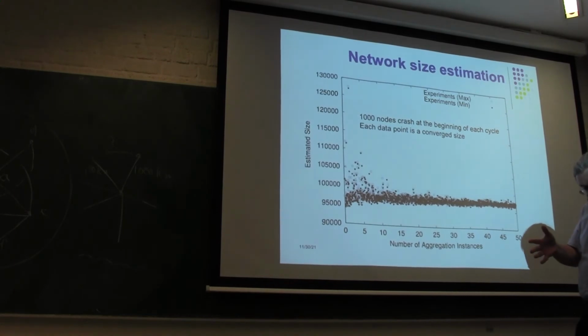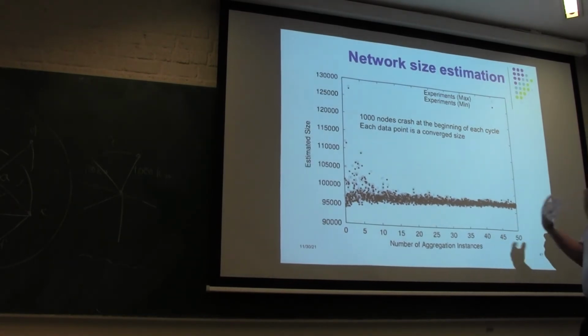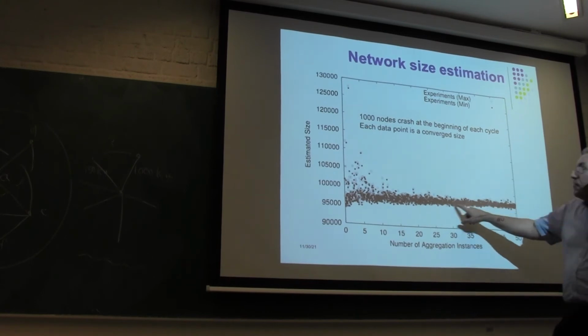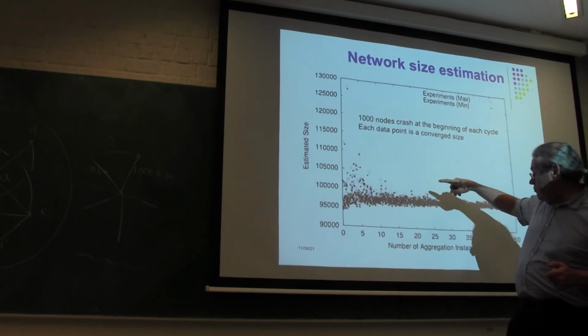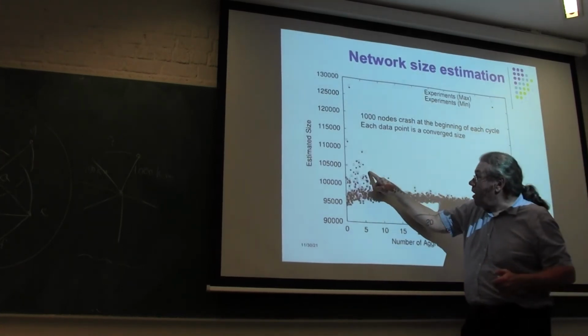After each cycle, 1,000 are crashing, a new 1,000 are coming in. So things are very much fluctuating. Nodes don't live very long. And what's the average lifetime of a node? It's only going to be 100 cycles. Here I don't know how many cycles it is.